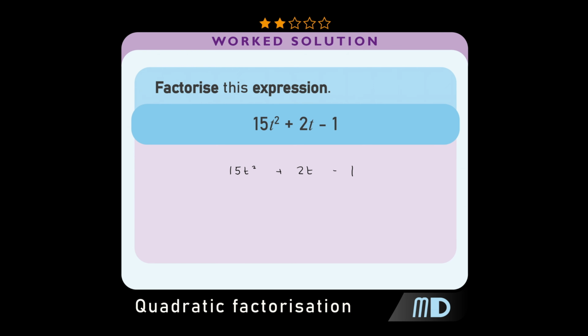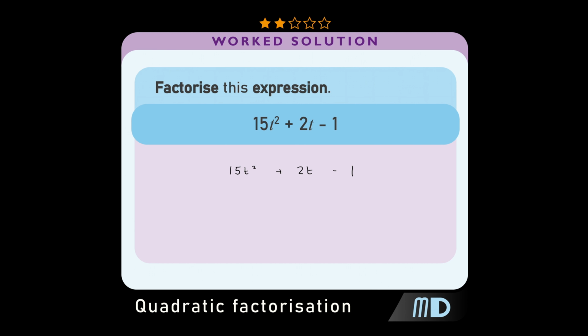Answering this question is a three-step process. First, we need to find factor pairs for the coefficient of t squared, which is 15, and factor pairs for the constant term, which is minus 1. Then, we need to identify which two pairs of factors give us the coefficient of the t term, which is 2, before arranging these values into two brackets that can then be expanded to give us the expression in the question.